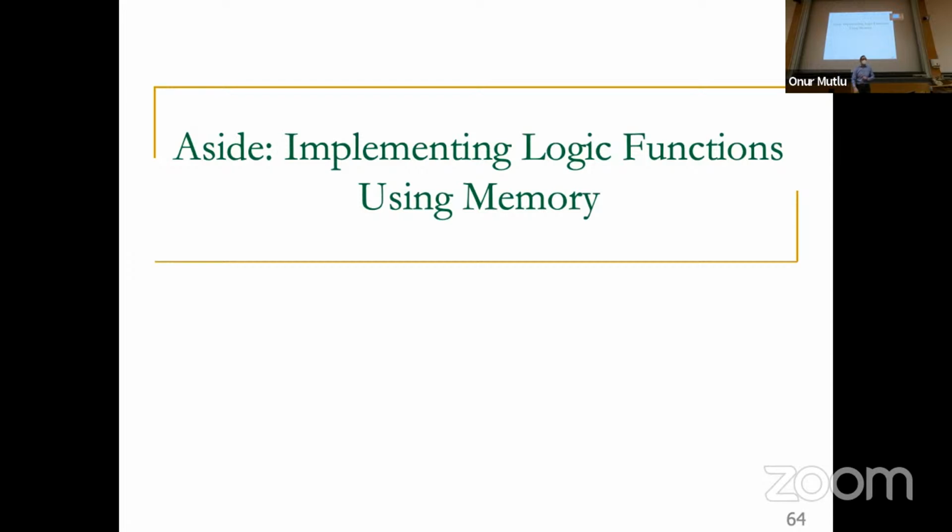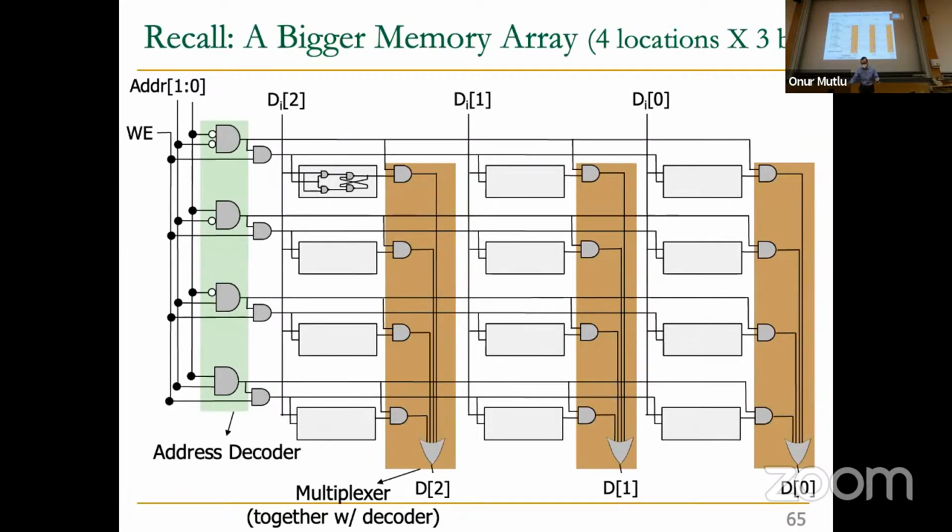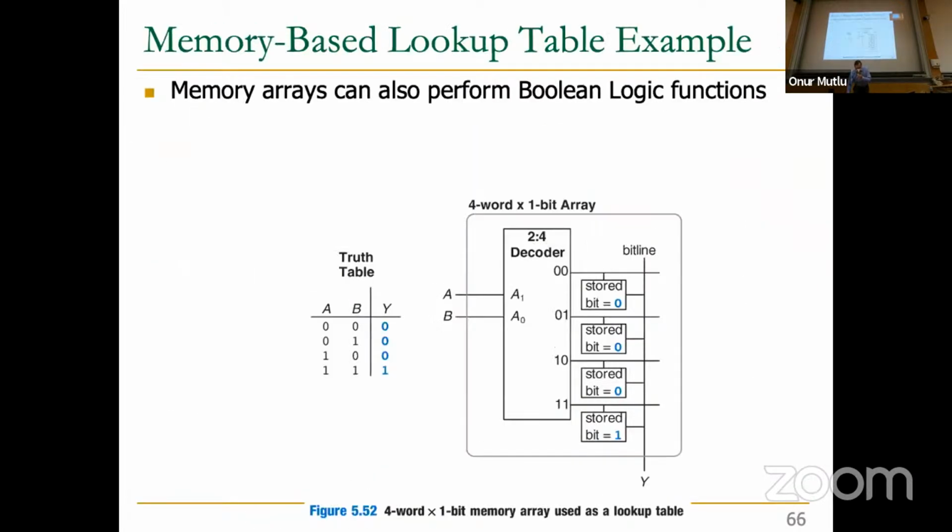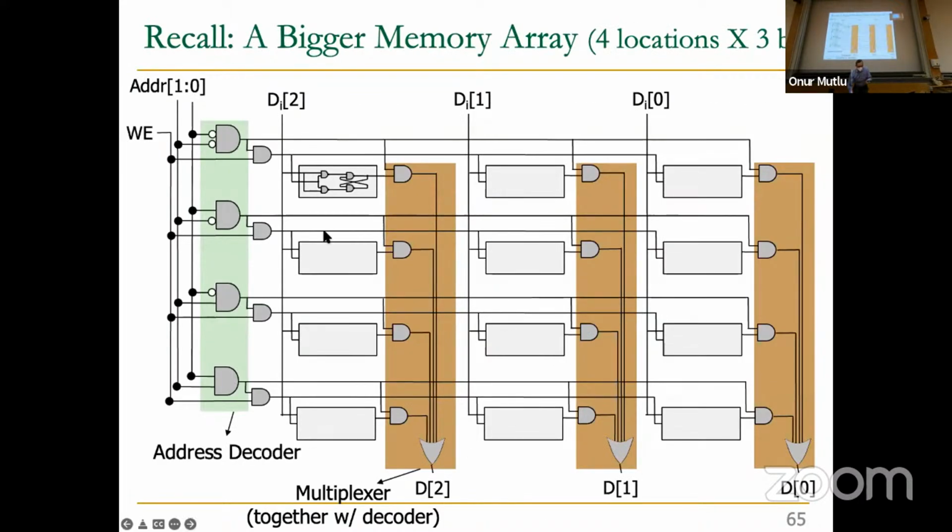But let's talk about implementing logic functions using memory also. Remember, we use multiplexers to implement logic functions. We use decoders to implement logic functions. Now we built memories out of multiplexers, decoders, and gated D latches. You can still implement logic functions with memory. I think this is fun, actually. This is really amazing. So this is our bigger memory array. It's basically 4 locations, right?